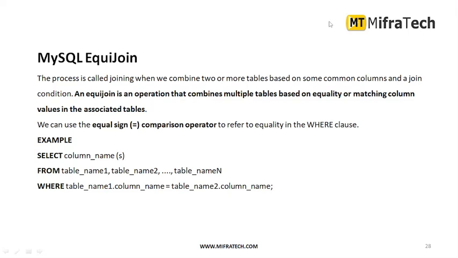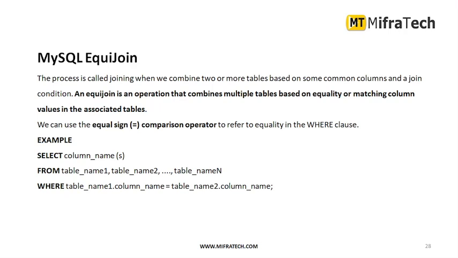Next we are seeing a MySQL Equi Join. The process is called joining when we combine 2 or more tables based on some common columns and a common join condition. Here an Equi Join is an operation that combines multiple tables based on equality or matching column values in the associated tables. You have to look up the tables, and here the equal comparison operator is used in the where clause. We will use the equal sign, the example and the syntax.